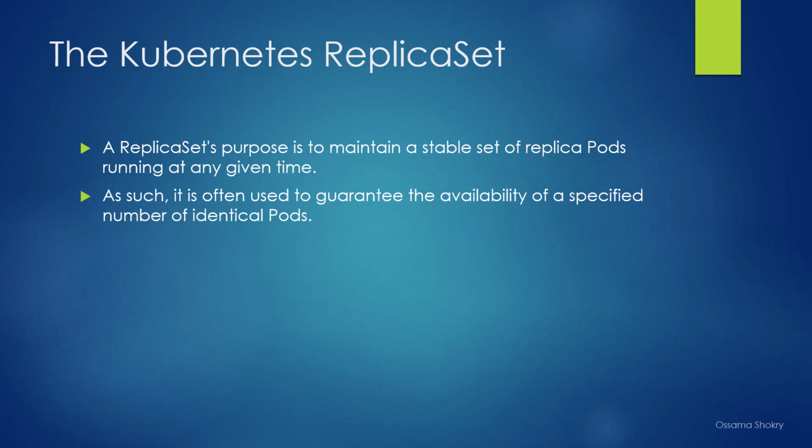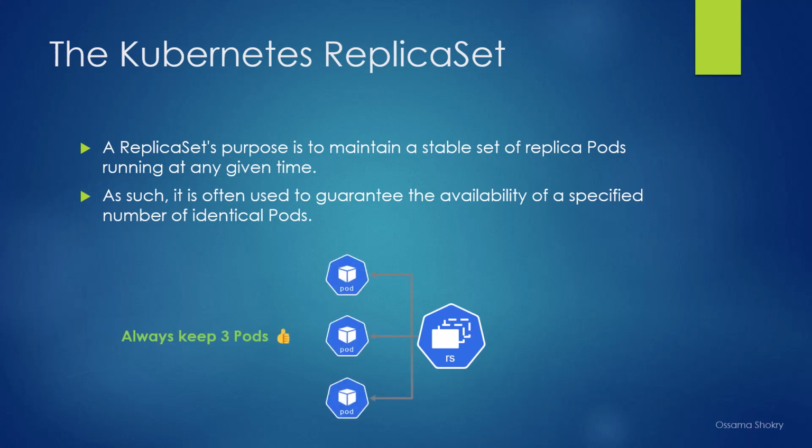What is a replica set? A replica set's purpose is to maintain a stable set of replica pods running at any given time. As such, it is often used to guarantee the availability of a specified number of identical pods. Let's see how our replica set is defined.